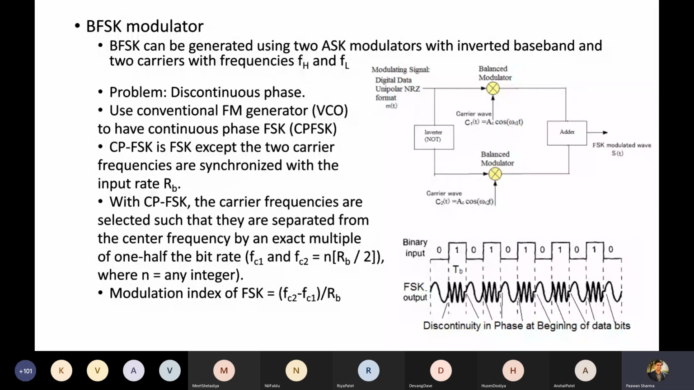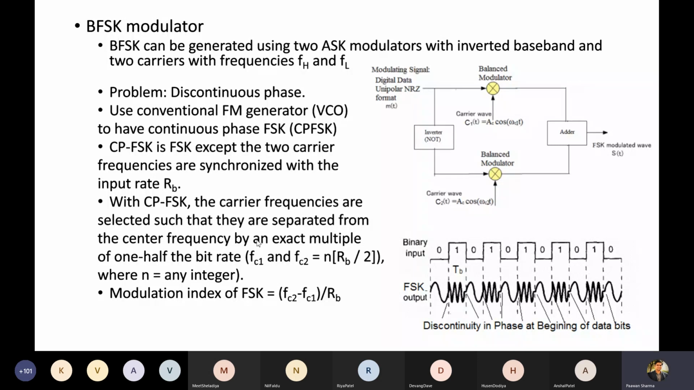So we have seen the problem in BFSK was discontinuous phase. So we used a technique called continuous phase frequency shift keying. How do we ensure that? With CPFSK, the carrier frequencies are selected such that they are an exact multiple of 1/2 of the bit rate, because the data bit is coming at a particular bit rate RB. So if we select FC1 and FC2 equal to an integral multiple of RB by 2, because we are separating in the two directions, we will never have a phase discontinuity.